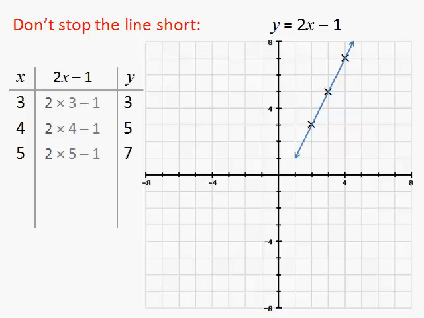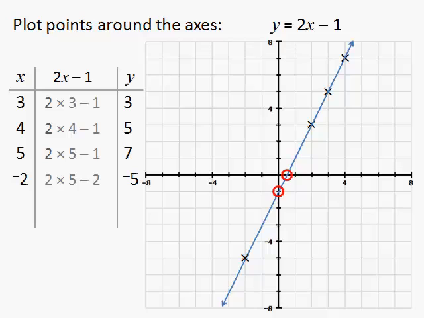Another thing we shouldn't do is stop the line short, like we've done here. The line is infinite and carries on and should be shown to carry on. The reason is you're usually marked on the intercepts, both the x-intercept and the y-intercept. If you don't show them, you don't get any marks. So don't stop the line short, and pick points that are spread widely enough so that you get an accurate line. Other than that, you can pick any x points you want to get your y points.